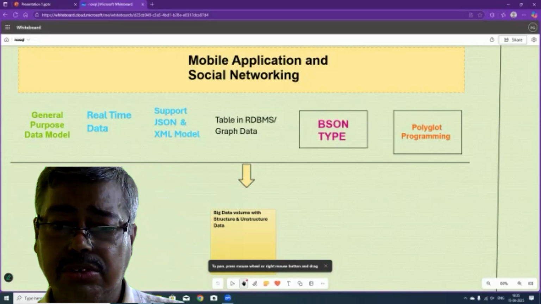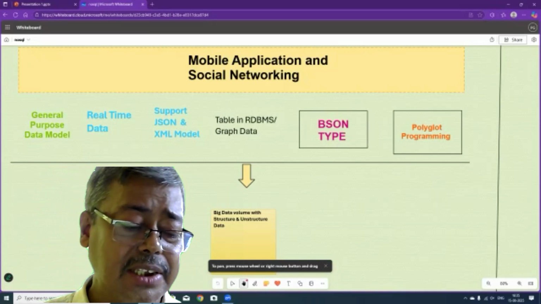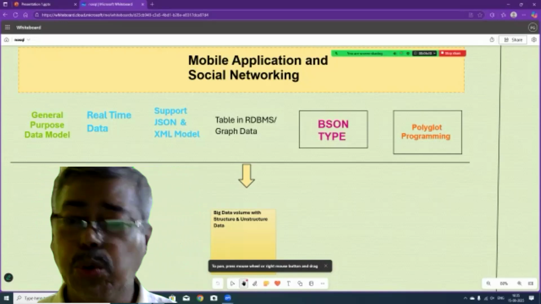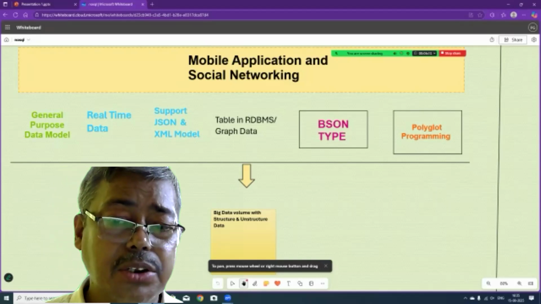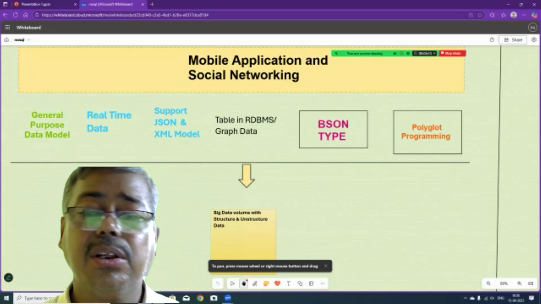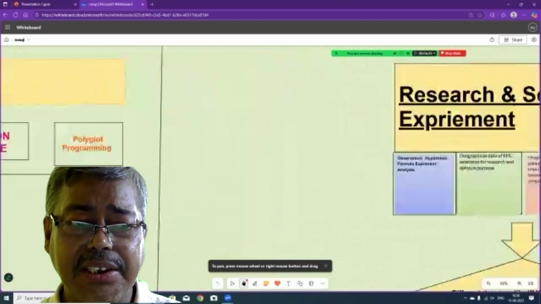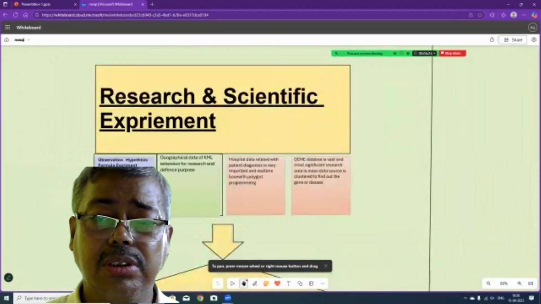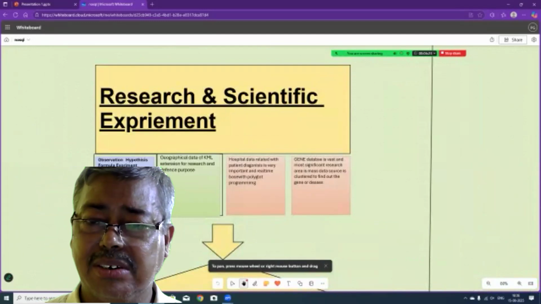So when we have to store this type of data in the database system, we have to look after whether the database system supports polyglot programming languages. So mobile application and social networking are a vast site, and polyglot programming is needed, and the database must also support polyglot programming languages. Next, research and scientific experiment.